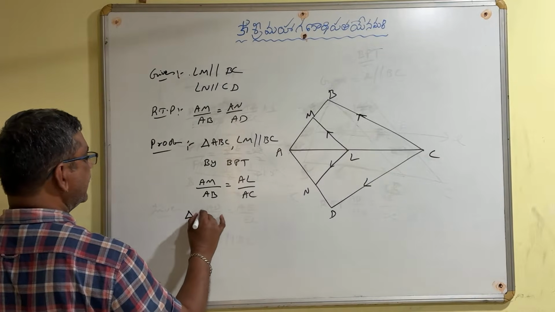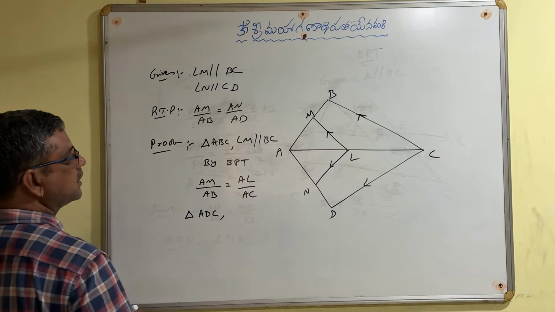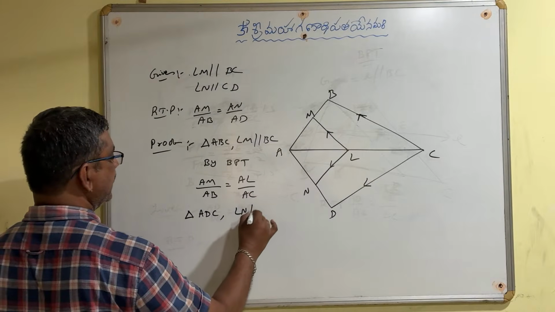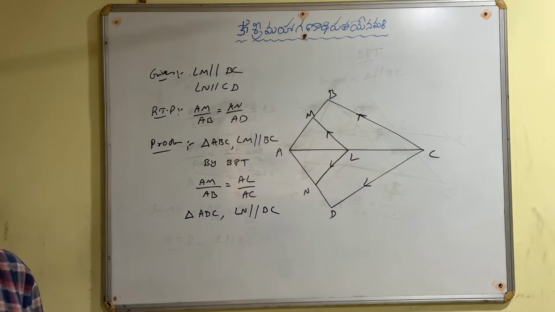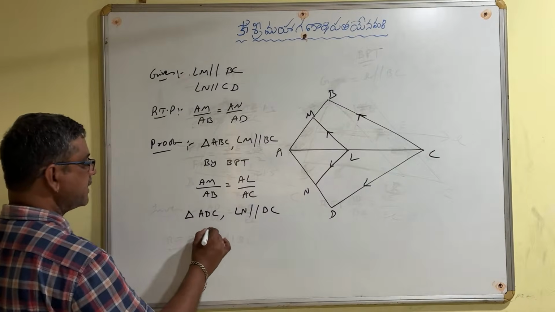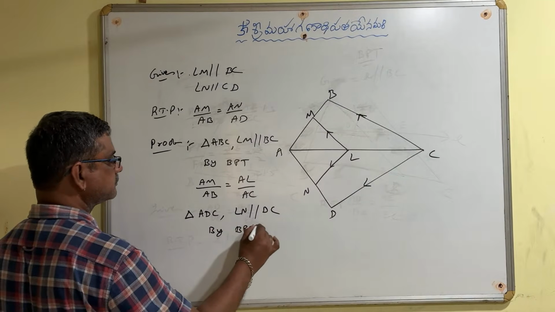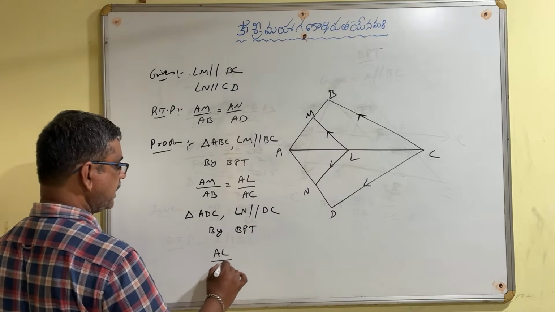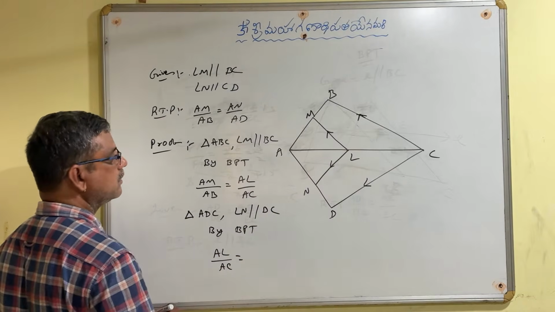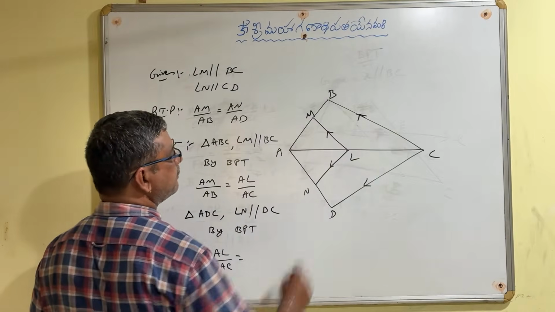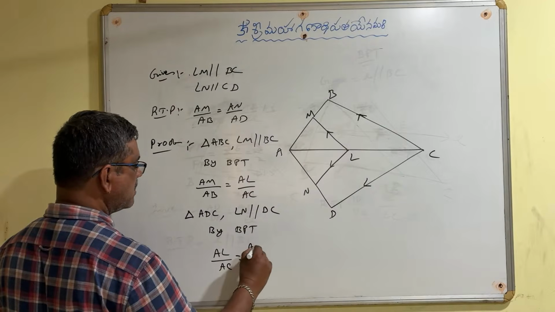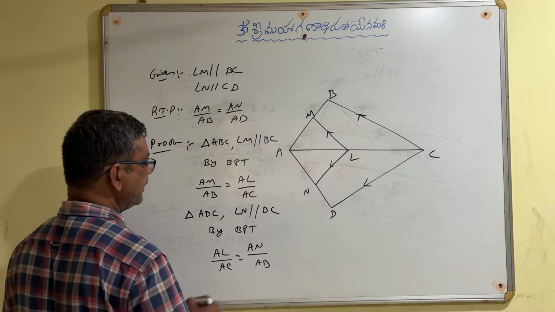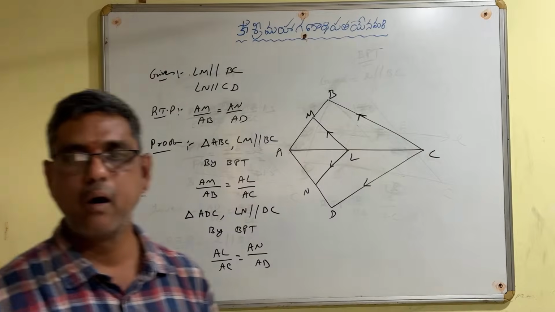Now, consider triangle ADC. In triangle ADC, LN is parallel to DC. Now, by the basic proportionality theorem, AL by AC, part by whole, equals AN by AD. Okay?